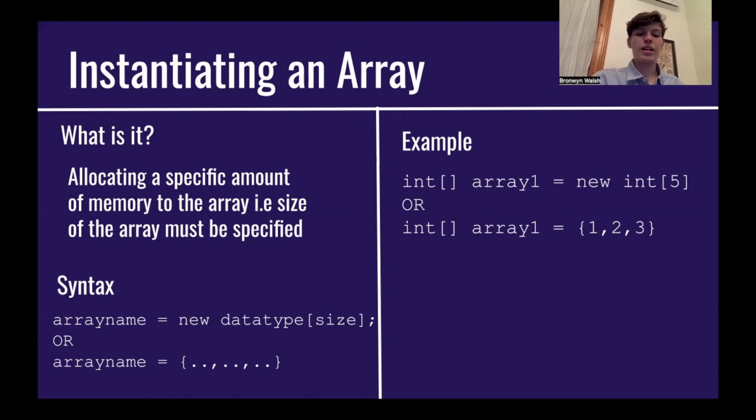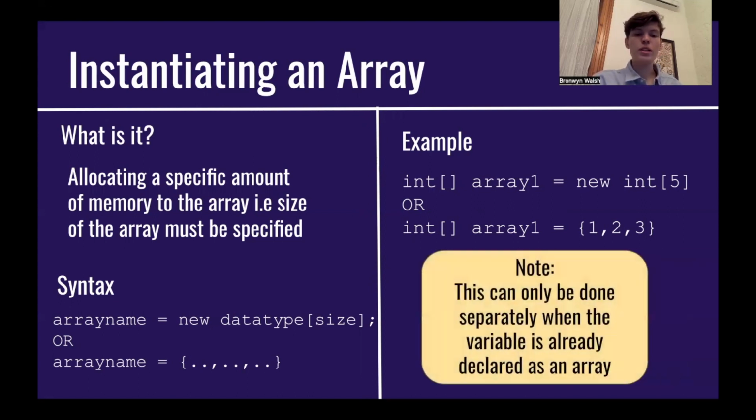You can then assign each spot in the array an individual value, which we, again, will cover further on in this lesson. It's important to note that this can only be done after the variable is already declared as an array. You can also use braces on the right side of the assignment statement with each value listed. The length of this array in this example would be 3 because there are 3 different values stored in the array.